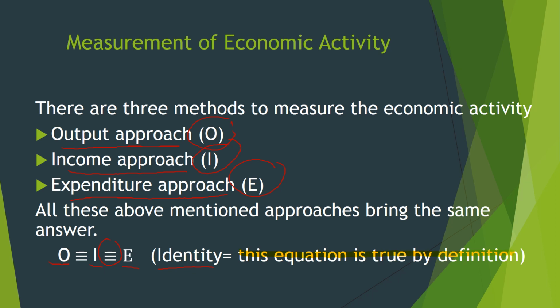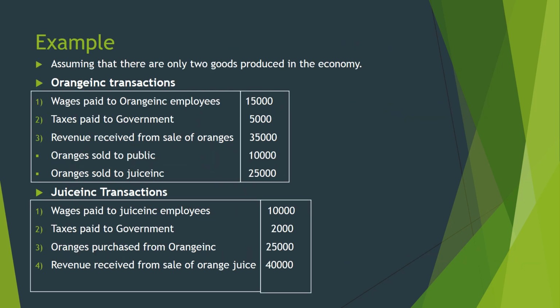Now we take an example and prove how these approaches bring the same answer and how we can prove this identity true. To do so, we assume that there are two goods being produced in an economy. First is orange and second is orange juice. Some information is given related to orange transactions and some information related to juicing transactions.